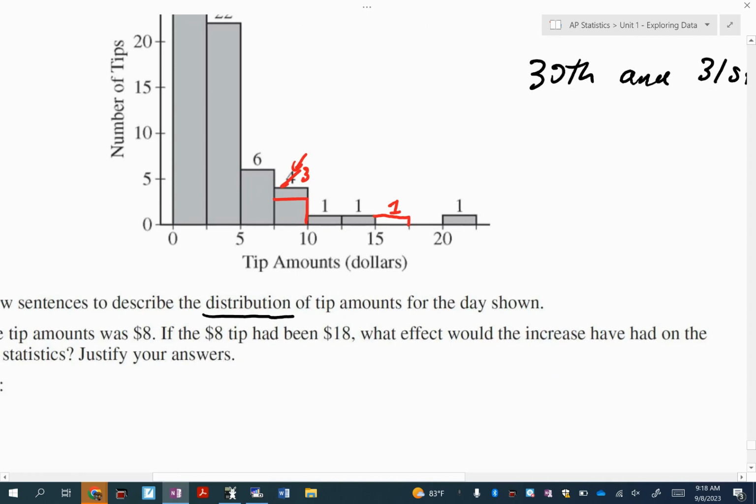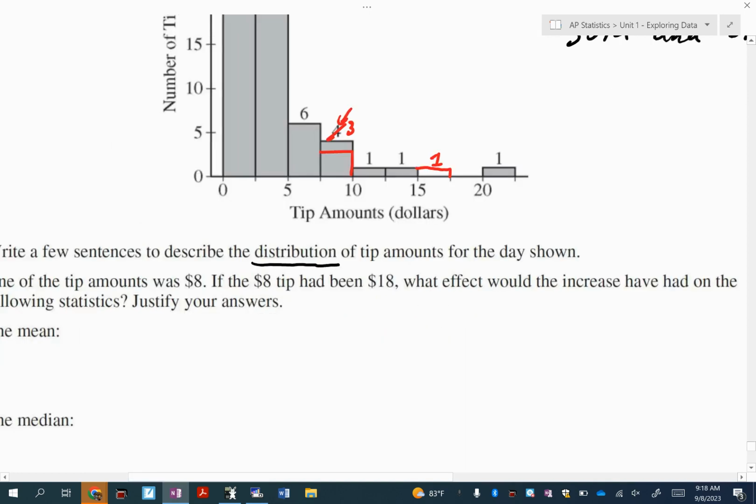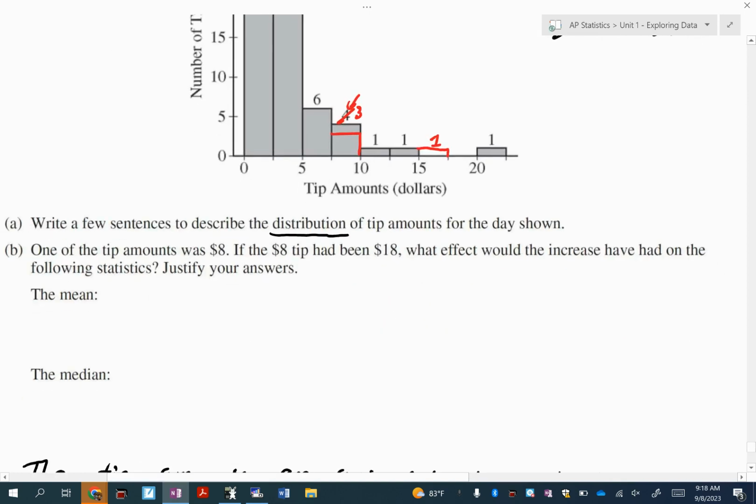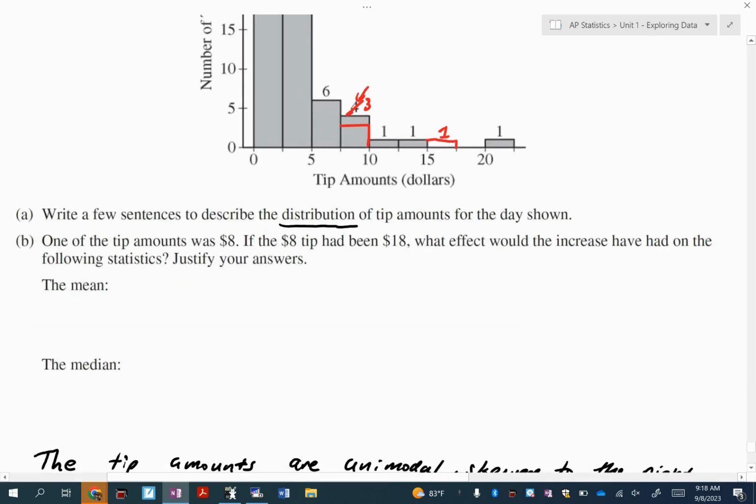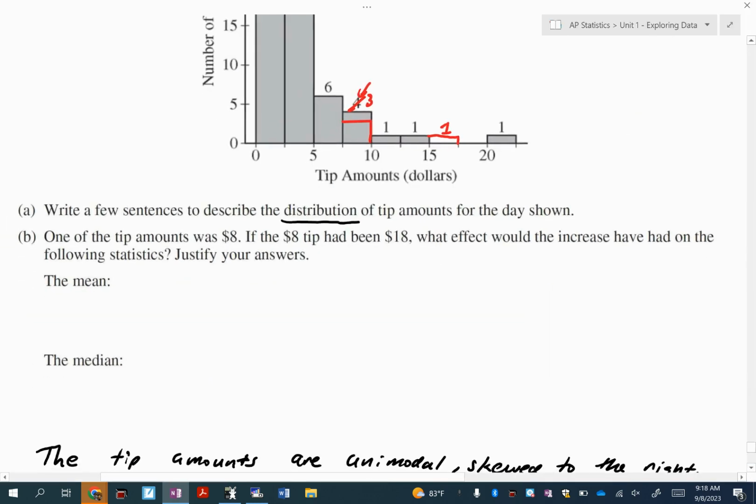If that had been 18, what would that have done to the mean or the median? What do you guys think? I've been trying to teach this to you guys for weeks. When I have values that are now larger than things were before, what does that do to the mean? It increases it. It pulls it towards you, right?